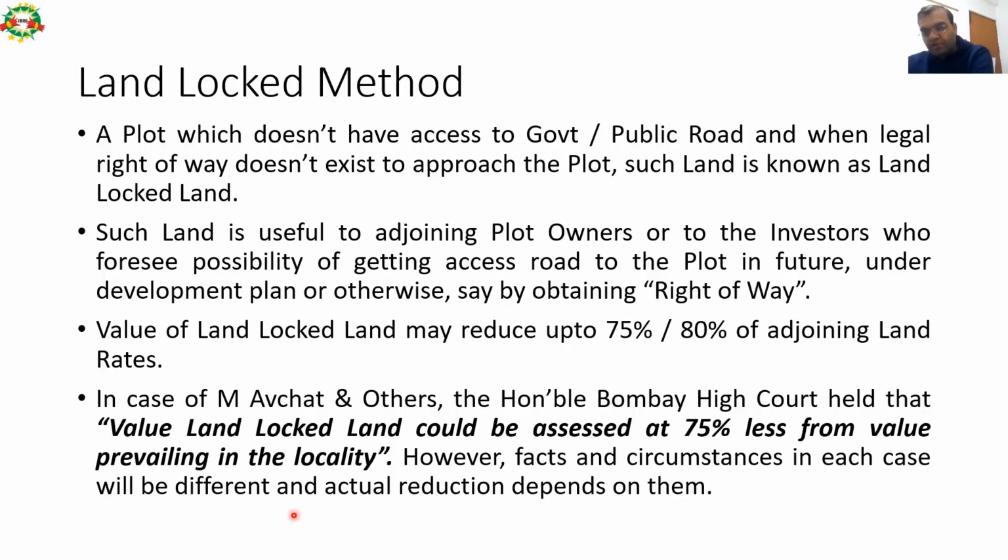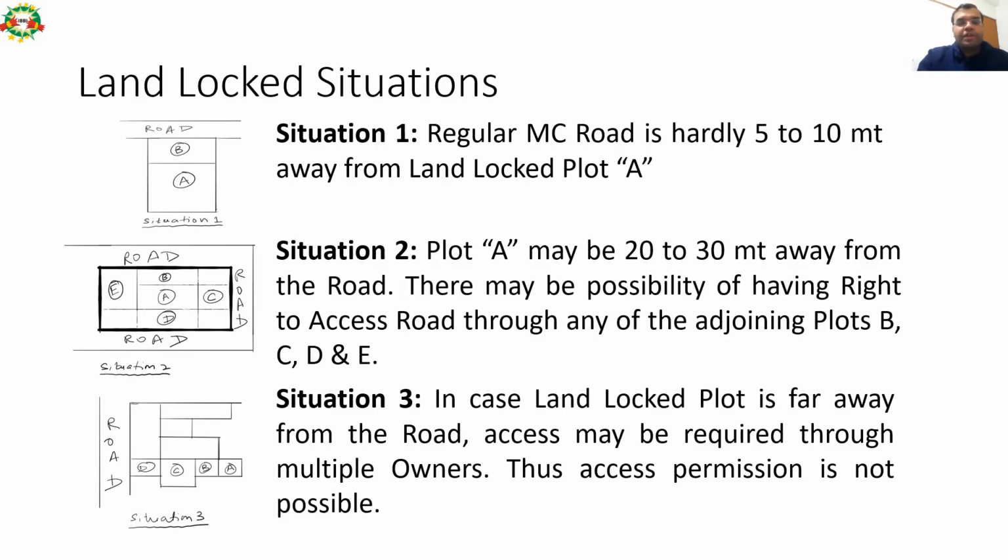We'll discuss different scenarios and see how the value of landlocked land can vary and be discounted under various scenarios. There could be three situations of landlocked land, from an academic as well as a practical standpoint. Situation number 1: plot A is landlocked and plot B is adjacent to plot A, and plot B has road access. The regular MC road is hardly 5 to 10 meters away from the landlocked plot A. We will try to understand these situations with the help of an example in subsequent slides.